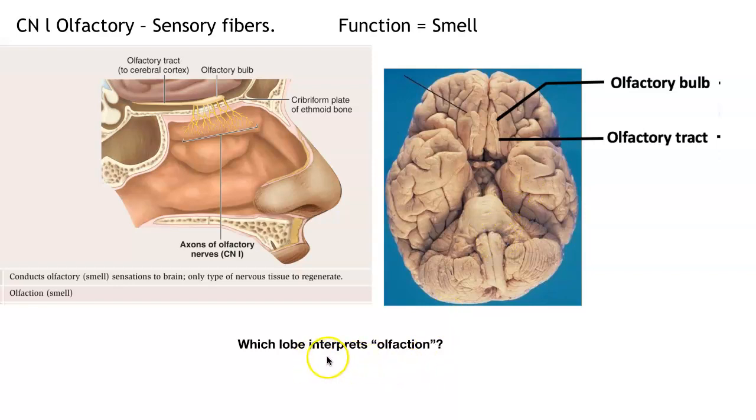So do you remember what lobe interprets olfaction? Do you remember that? It's going to be going to the temporal lobe. So remember, it's the temporal lobe that is your olfaction lobe, your smell lobe. So that's cranial nerve number 1.